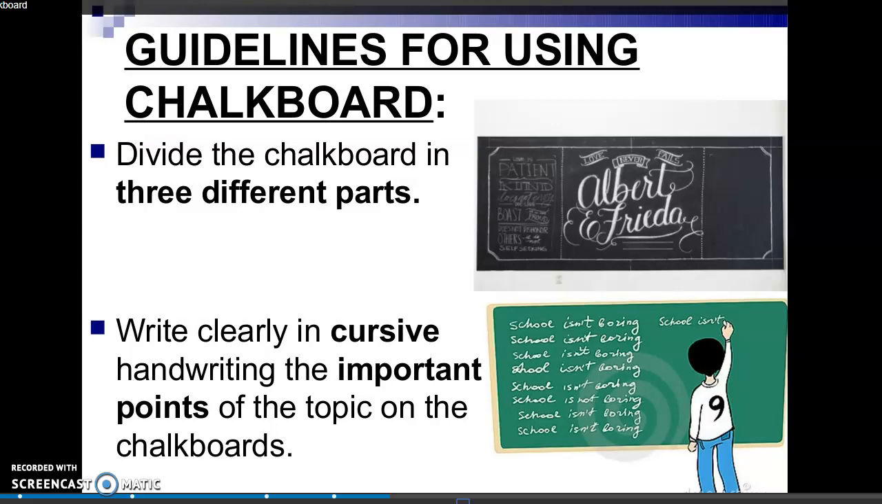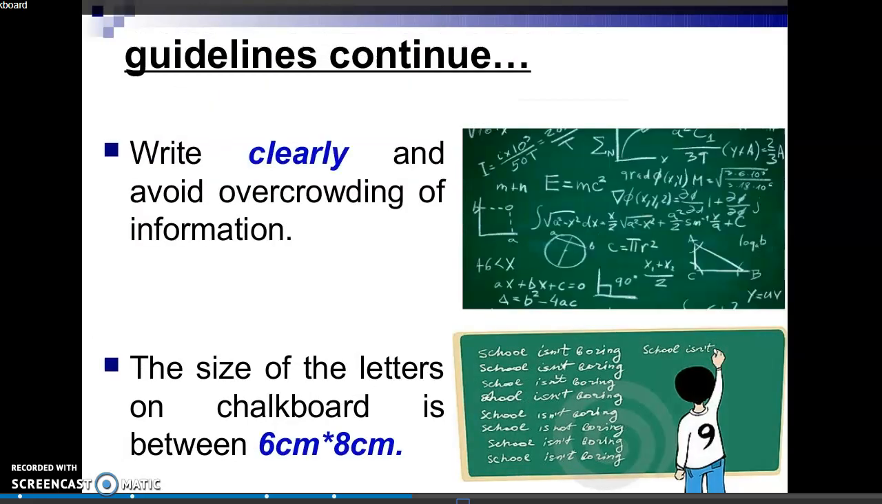And here is some information about the using of the chalkboard in the classroom. You can divide the chalkboard in 3 parts. They can be the cursive, clearly cursive writing and the handwriting, or you can write the important points of the topic on the blackboard. And write clearly and avoid overcrowding of information.